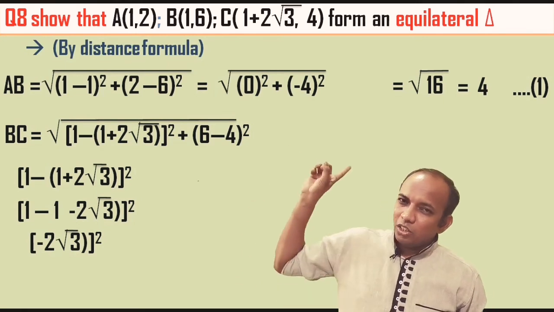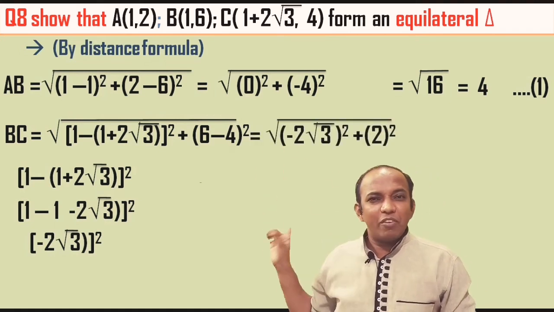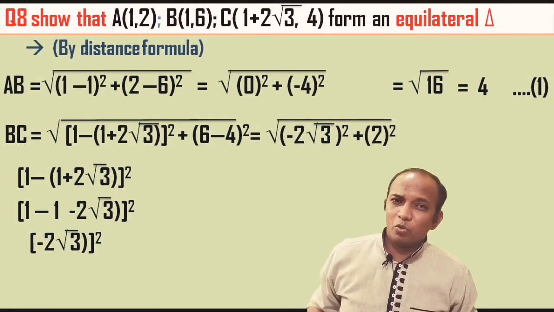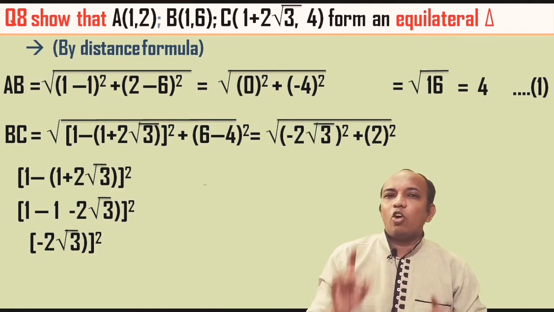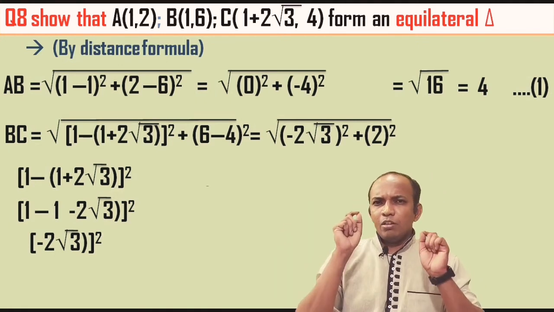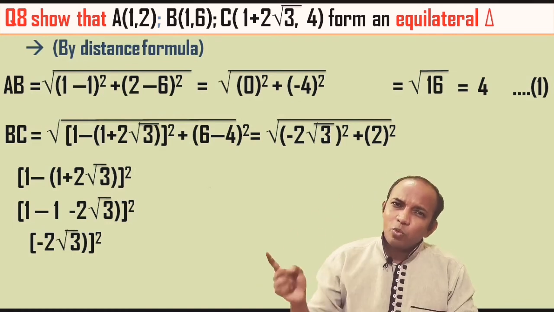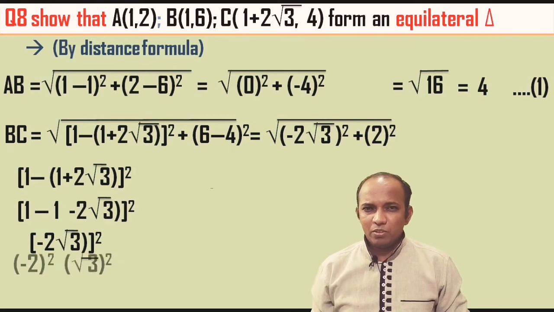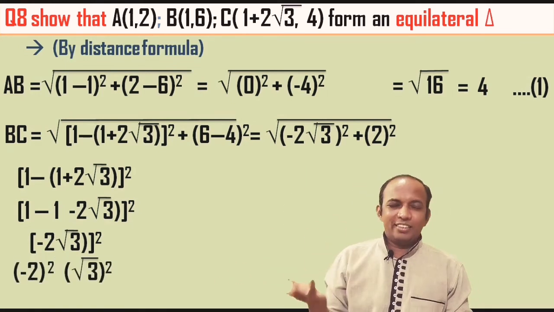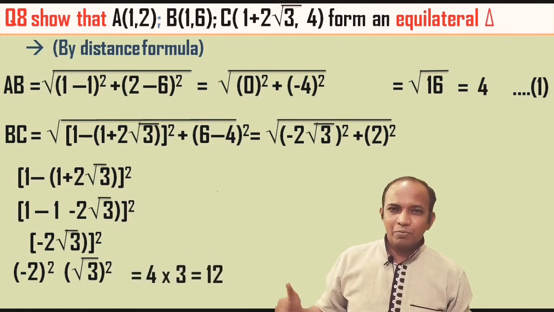We are left with only minus 2 root 3 the whole square, and that is why the answer is like this: under root minus 2 root 3 the whole square plus 2 the whole square. The second 2 comes from 6 minus 4, which is 2, and that is written over there. Now how to find the square of negative 2 root 3 the whole square? For the square we have to square the 2 also, and root 3 also. That results in 2 square, 4. Doesn't matter whether the negative sign is there or not, because after squaring it has to be positive.